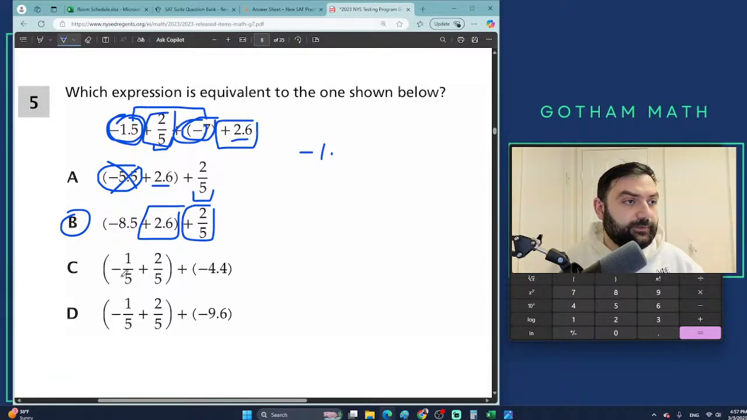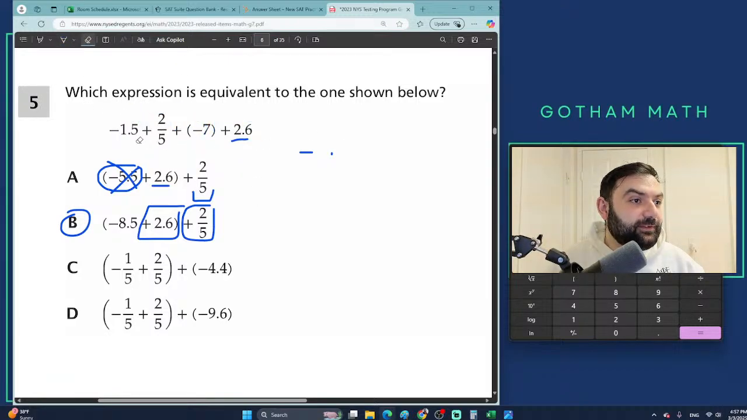Okay? Makes sense? All right. So you see, calculating the whole thing didn't make sense. We just had to see what was different. We had to find a pattern: what's different between them? Okay. Moving on.